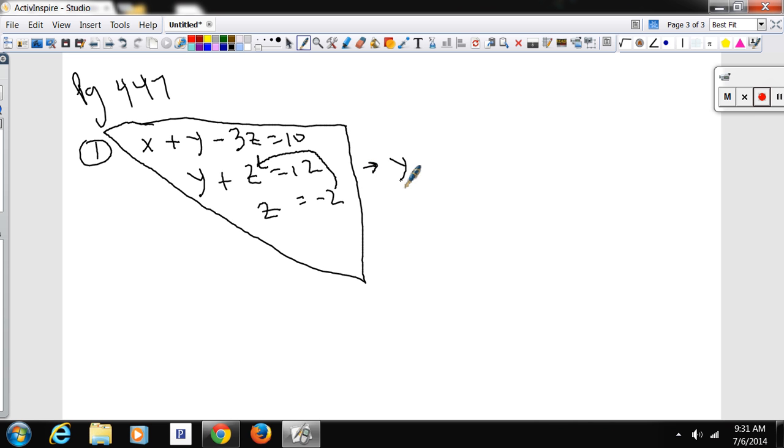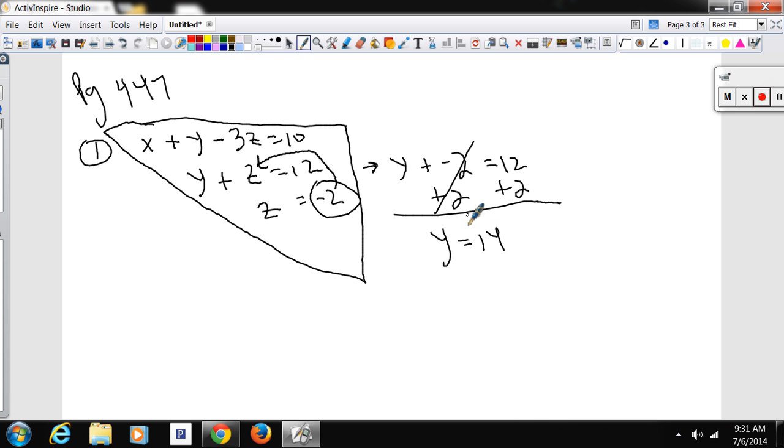And you're going to get y plus negative 2 equals 12. You're going to add 2 to both sides. So you're going to get y equals 14. And now that you know what z is and you know what y is, you can plug it back into the original equation. So you get x plus y, which is 14, minus 3 times z, which is negative 2, equals 10.